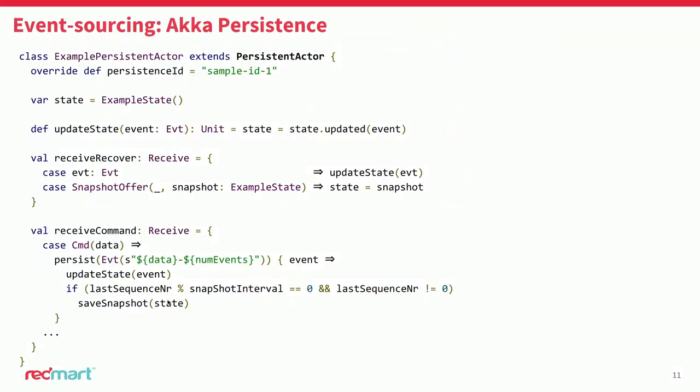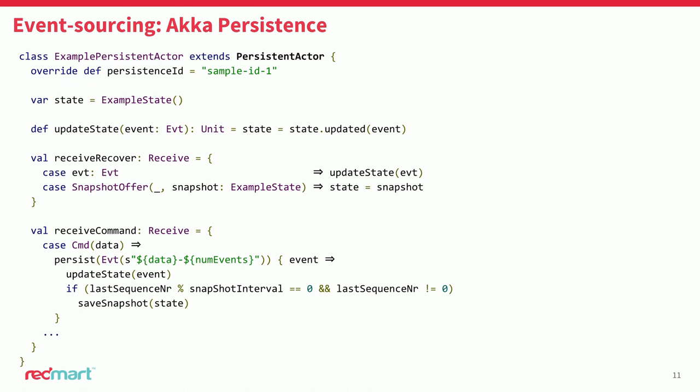So we modify the state. Then we optionally can write the snapshot. A snapshot is just a snapshot of our current state. It's just a full serialization that saves the current state. From event sourcing theory, snapshots are not there. It's just an optimization thing which comes from real life.